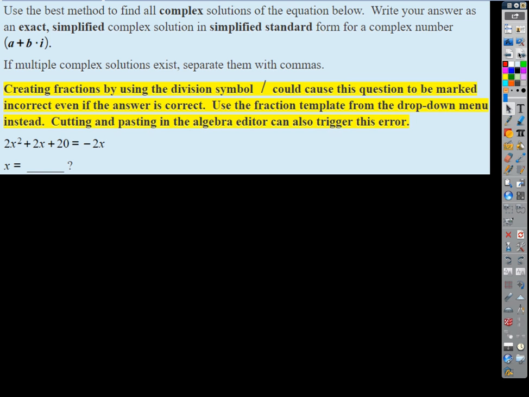What about something like this one, a little different? Now with this one, we have to do a little work before we can even decide how to solve it. There's not a single x there, agreed? We've got multiple x's, so what do I have to do first probably? Add 2x. Add 2x, we have to put it into standard form.